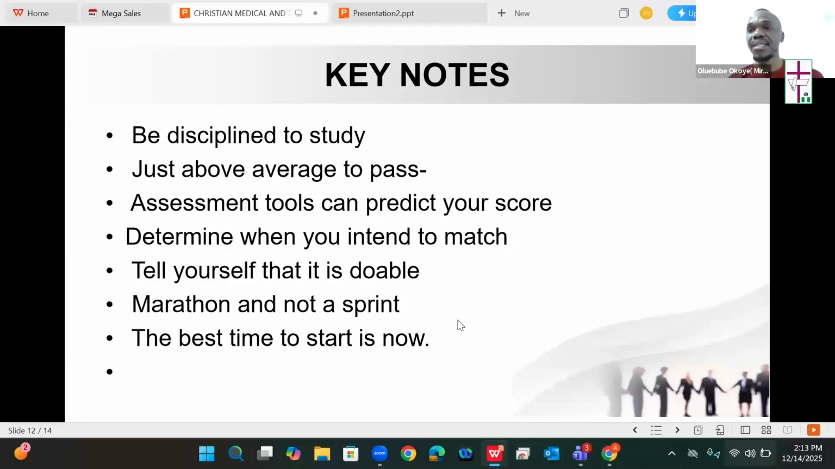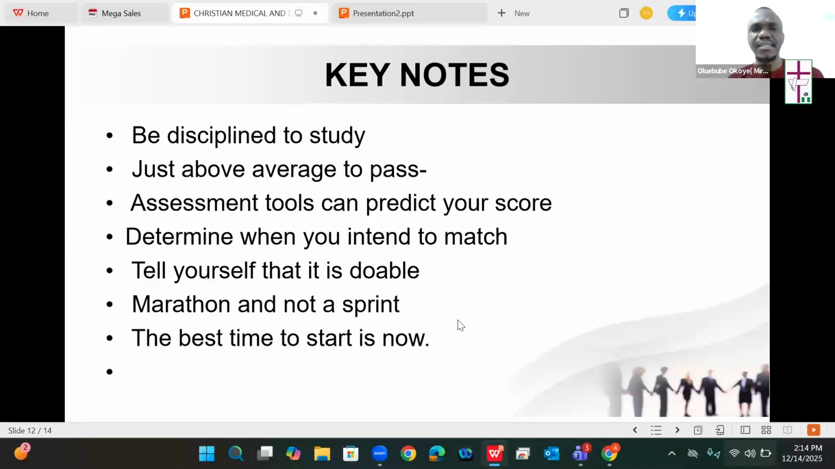So it takes discipline, it takes determination. You must tell yourself that, irrespective of the fact that I'm not doing as well as I hope to do, it's something I can do. All of us can actually do it. I wrote there that you just need to be above average to pass. You don't need to be super intelligent. You don't need to be the best graduating student of your class. You don't need to be a distinction candidate to be able to pass the USMLE. Once you're above average, you're a medical student. I believe that anybody that got admission to study medicine is above average enough to be able to pass.